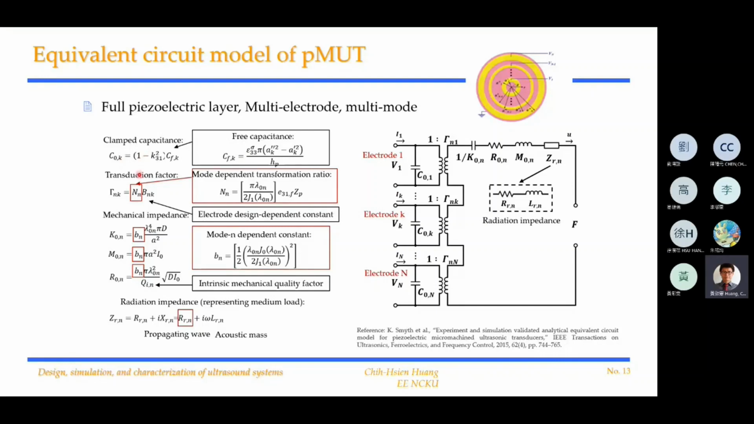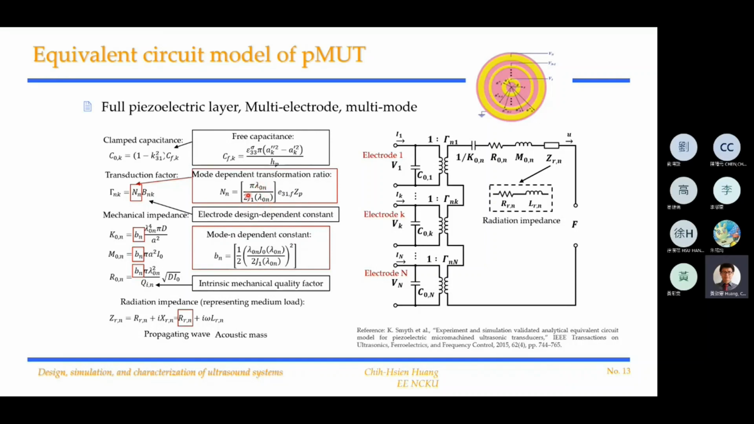And then they will also have different transduction factors. The gamma here is the transduction factor. The transduction factor is combined from two parameters. The first one is N here. N depends on which mode you are working on. The term lambda here is not wavelength. It means the mode you are working on. So for different modes, the value of lambda will be different.